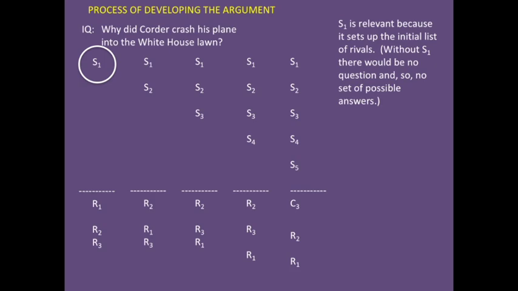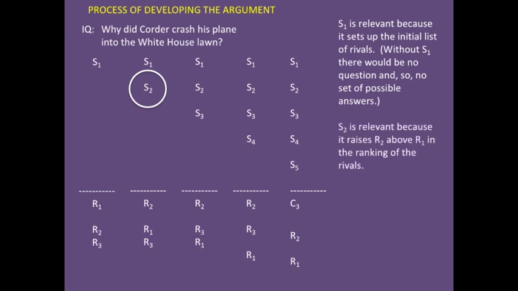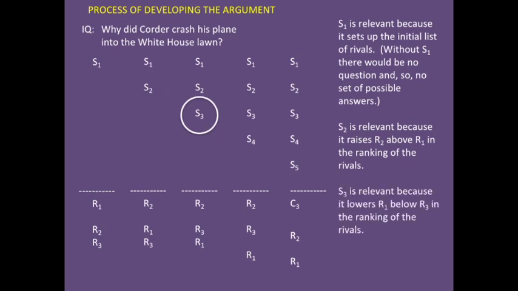If we look at S2, how does S2 affect the ranking of the rivals? Well, notice we can compare how the list of rivals looks without S2 and how it looks with S2. And that gives us a way of talking about the difference that S2 makes. So S2 is relevant because it raises R2 above R1 in the ranking of the rivals. So this piece of support changes the order of the rivals in the ranking. Something similar happens with S3. S3 is relevant because it lowers R1 below R3 in the ranking of the rivals.